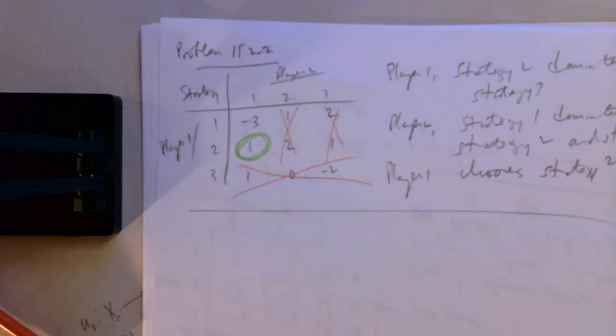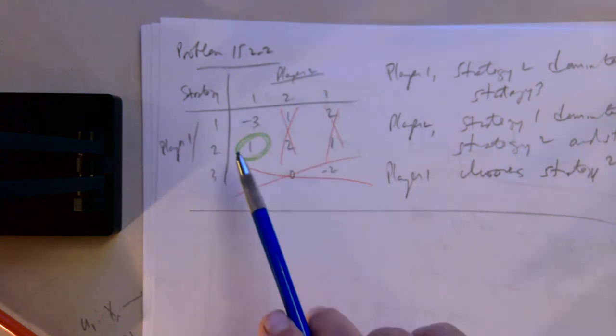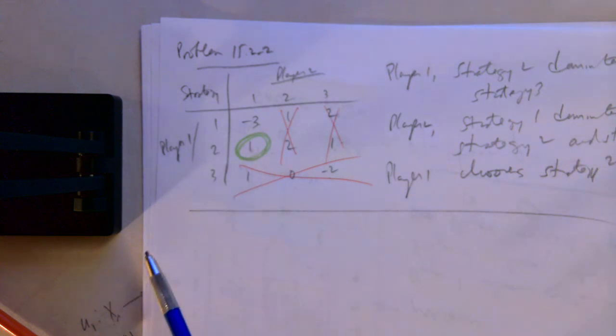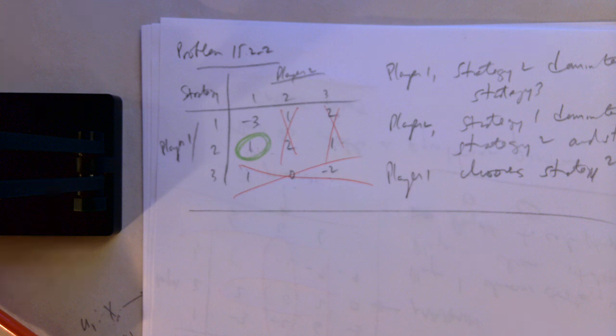So looking at the cases when one strategy dominates another, the optimal strategy for both players is: player one chooses strategy two, player two chooses strategy one, and the net result is player one wins one, and in a zero-sum game, player two loses one. Okay. That's the beginning of our discussion of game theory.